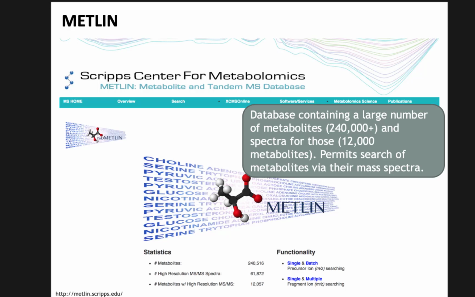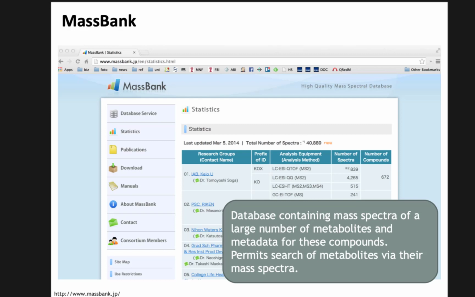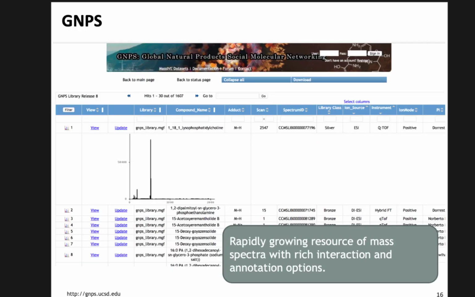You enter a name or an ID or an accurate mass or a spectrum, and then each of these websites will give you something back. Another interesting resource is MassBank, and MassBank is something we use as well, also in OpenMS. You can download all of MassBank, which makes it very convenient. There's an interface from R that allows you to also use MassBank from R. It contains lots of metadata and permits the search of metabolites via their mass spectra, so that's another helpful resource.